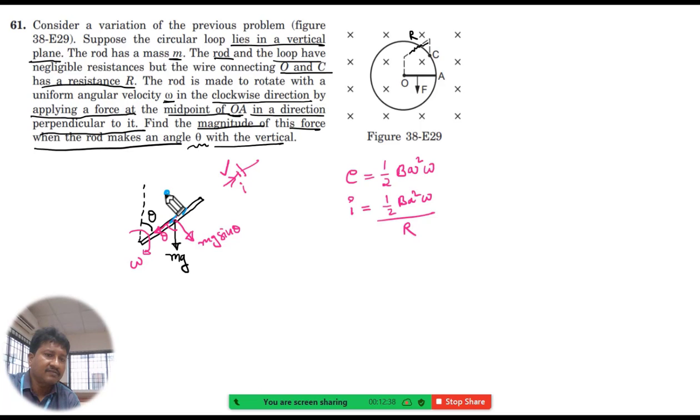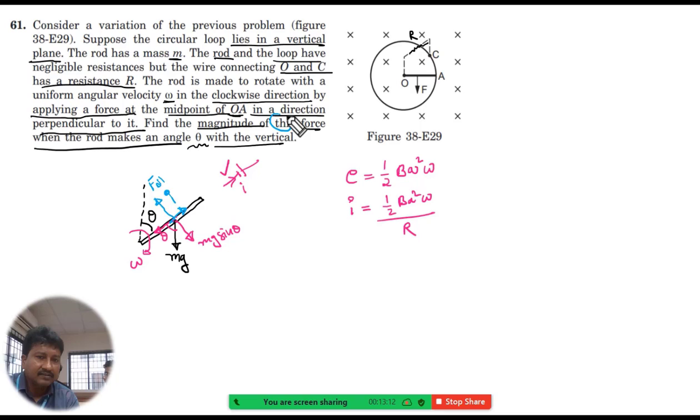A current carrying conductor placed in a magnetic field experiences a force. In which direction? Apply Fleming's left hand rule: this is the magnetic field, this is the current direction, so the force is upwards. That means it is exactly opposite to this. That is the direction of force it will experience, the BIL force. But we have to find the magnitude of the applied force.